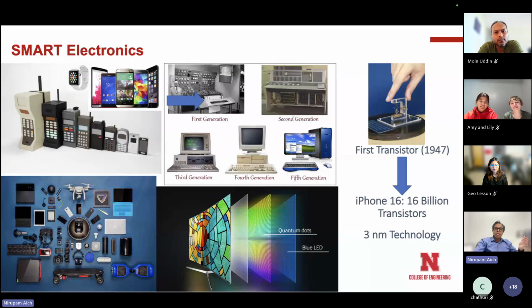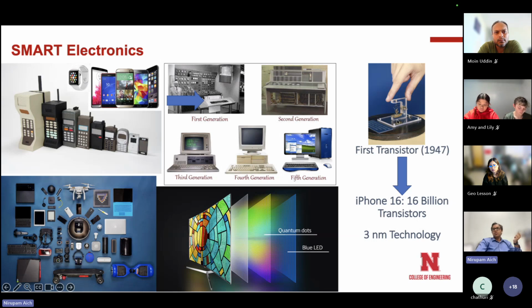What is nanotechnology? Think about the early days of computers: the first generation computers were huge, each taking up a large room. Now we have smartphones, smartwatches, and so many electronics. Electronics came about in 1947 because of the transistor. This is a picture of the first transistor, created in 1947 for semiconductors, and it was this size. Now the iPhone 16 has 16 billion transistors in it, and this is just one.